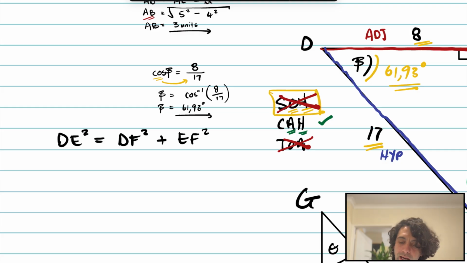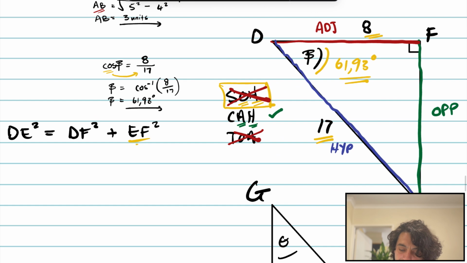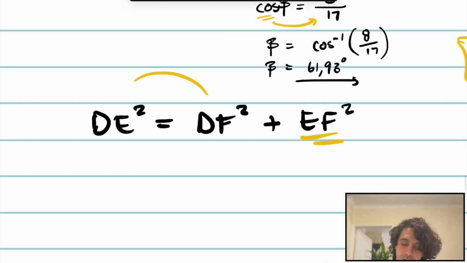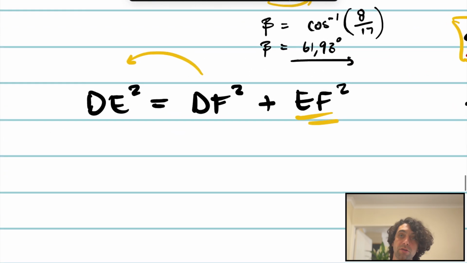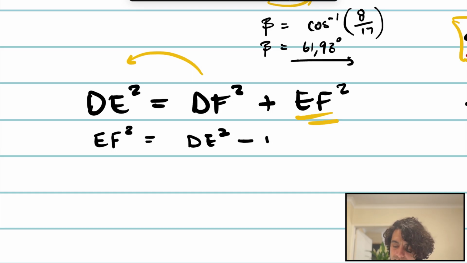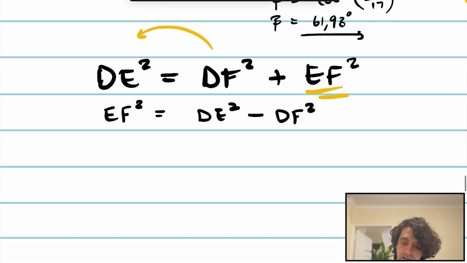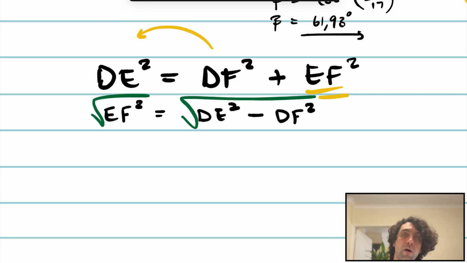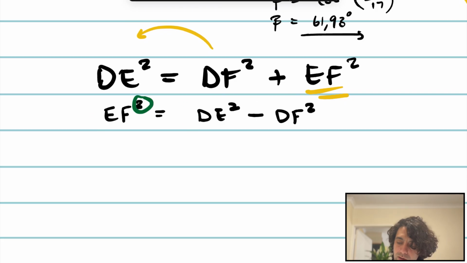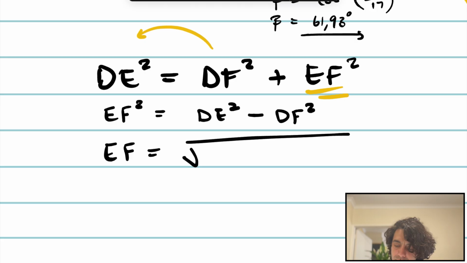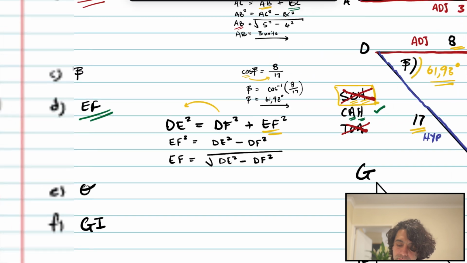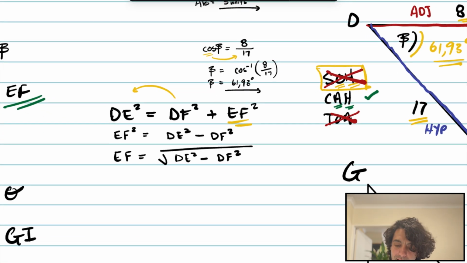Okay, which one am I interested in? I am interested in EF, so I'm going to take this DF over to the other side, where it's going to become a negative DF. What I find is EF squared equals DE squared minus DF squared. Now I'm square rooting both sides to remove the square from EF, and what I get is EF equals the square root of DE squared minus DF squared. Now I can very simply plug in my values.